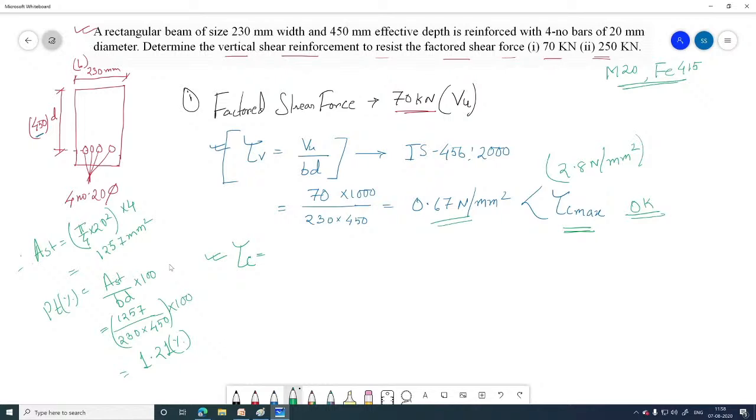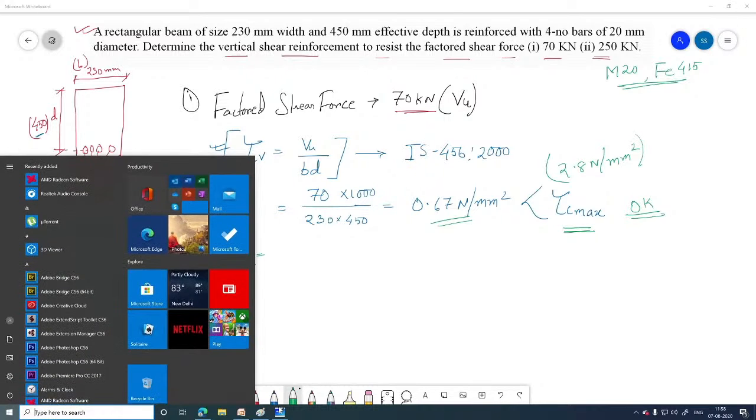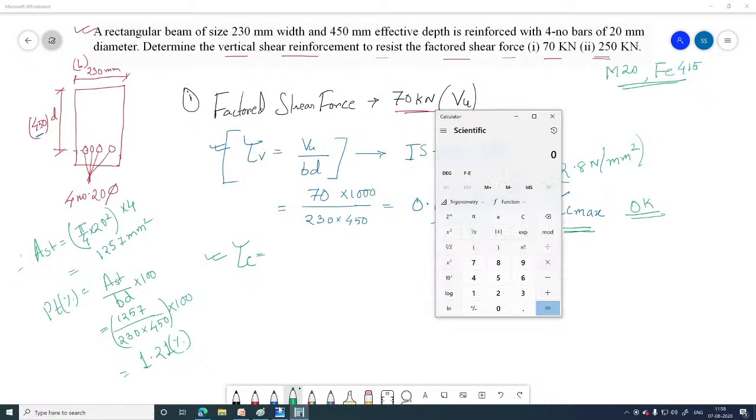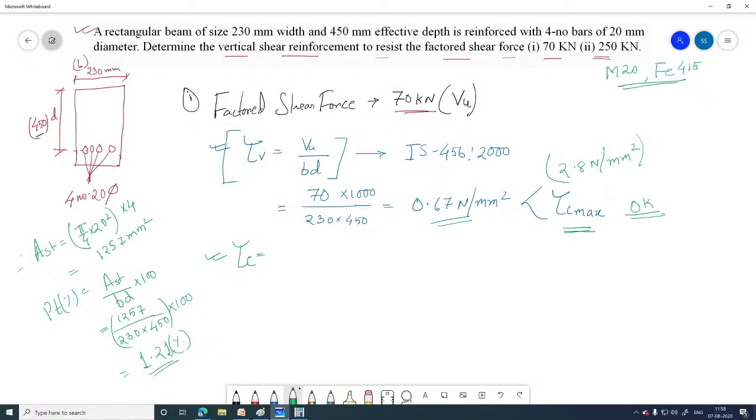Let's cross check. I have already calculated it. So 1257 divided by 230 divided by 450 into 100. Yes, so this is correct. It is 1.214 something, so I am considering 1.21%.